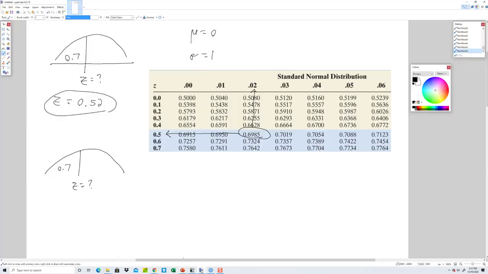So for this one, I'm going to put in Q norm. Our area to the left, which is 0.7. Our mean, which is 0. Standard deviation is 1. Again, if it's 0 and 1, you don't have to actually put it. You could do Q norm 0.7 closing parentheses.